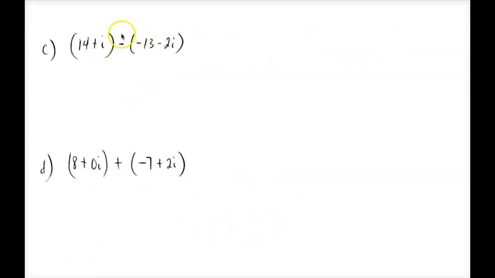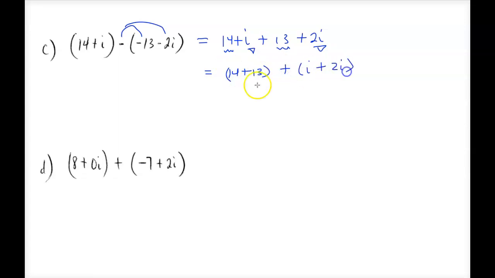So if we were to work out this next one, again, we would have to distribute the understood negative to both terms. So this is 14 plus i plus 13 plus 2i. And then again, we combine like terms, apples with apples, oranges with oranges. And we see 14 plus 13 goes together, plus i plus 2i. So 14 plus 13 is 27. And 1i plus 2i is 3i.